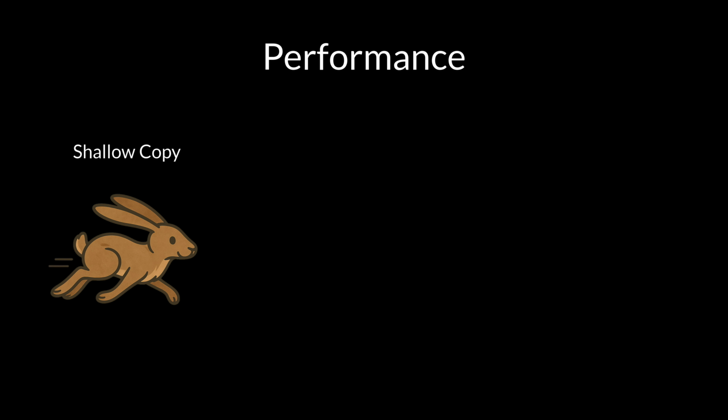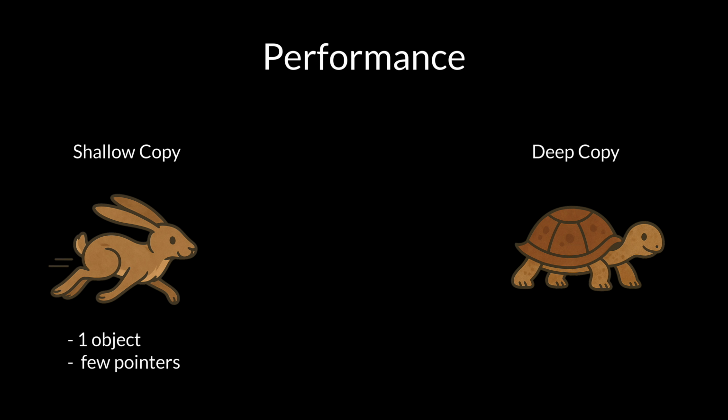At this point, you might be thinking, why not just use deep copy all the time to be safe? It's a fair question, but there's a trade-off: performance. A shallow copy's fast. It just has to create one new object and copy a few pointers. A deep copy can be much slower and use more memory. It has to travel through every single element of your data structure and build a new object for each one. For a huge, deeply nested structure, that difference can really add up.